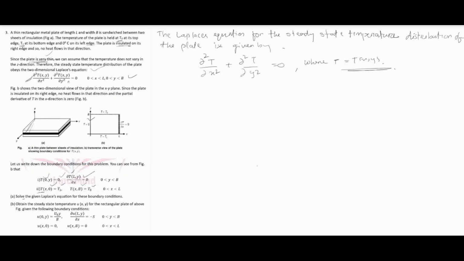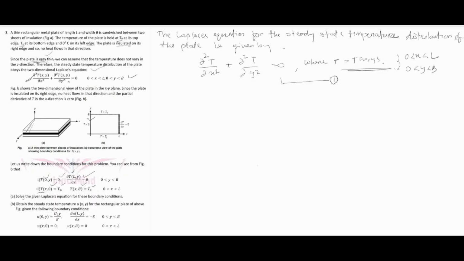Let us take this one. Another thing is that x and y being variables, we need to know the limits of x and y. So we can say x varies between 0 to L, y varies between 0 to B, and this is equation number 1. The next figure B shows the two-dimensional view of the plate in the x-y plane.